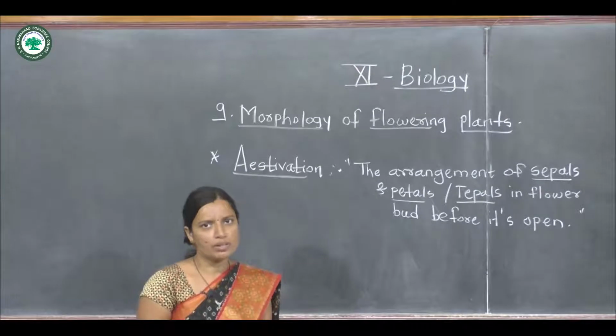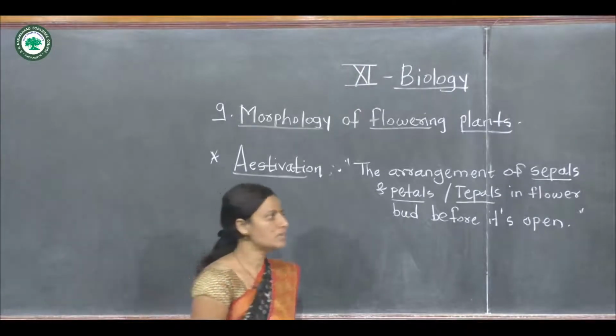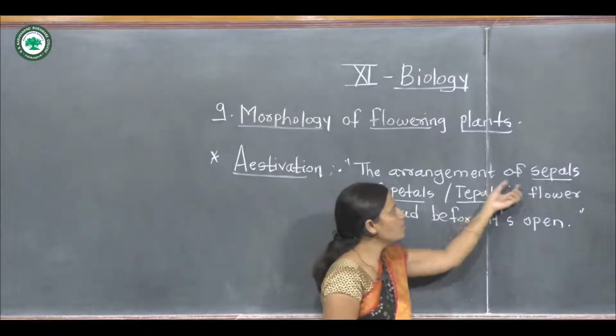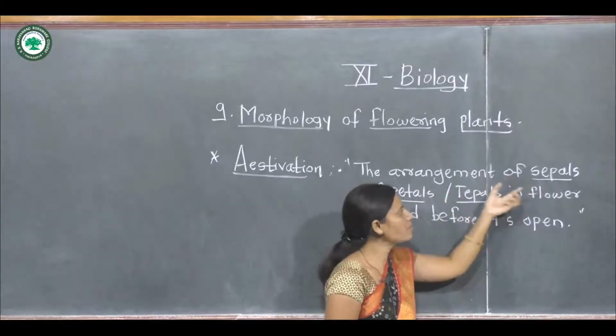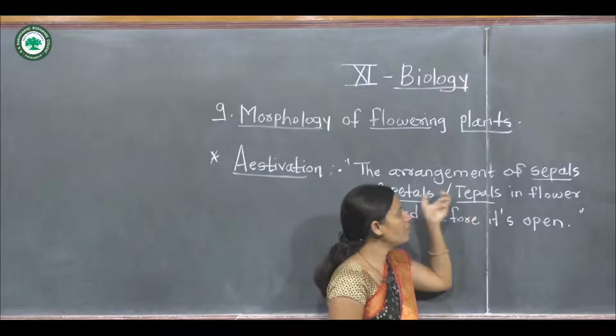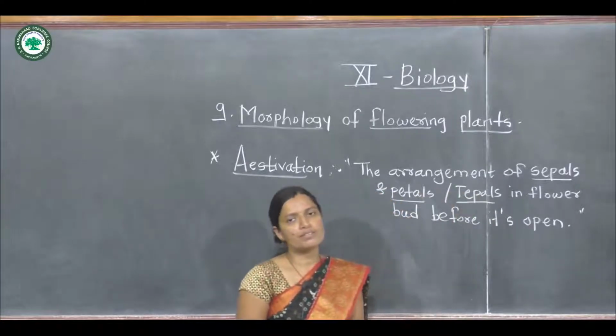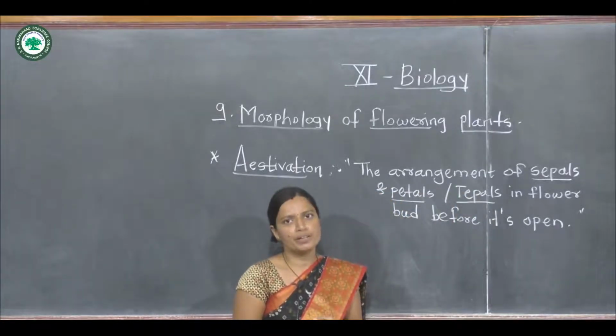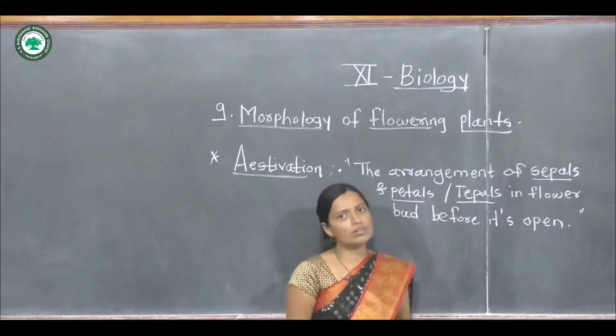You know the tepal is a perianth. This means a morphologically similar structure is present in some flowers, where the sepal and petal look like similar structures, and this is called the perianth. Now this perianth is called the tepal.